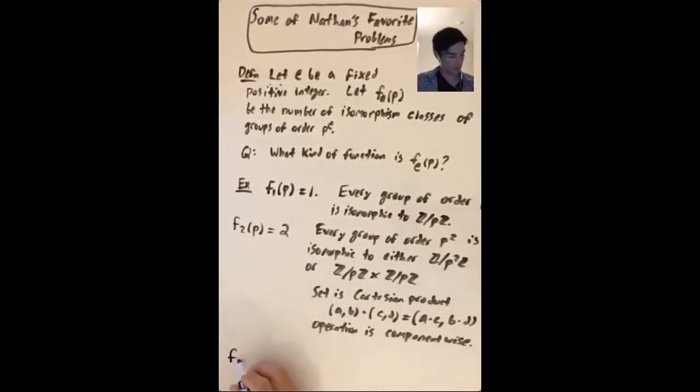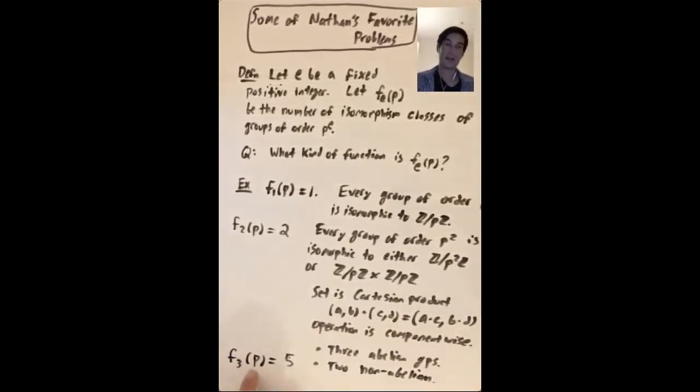Okay. Let me give another example. What about f3? f3 of p is 5. So I'll just say there are 3 non-isomorphic abelian groups, and there are 2 non-abelian ones. And we'll prove this later. I mean, the most concrete example to keep in mind is if p is 2. What I'm saying is there are 5 groups of order 8. There are 3 abelian ones, and then there are these 2 groups.